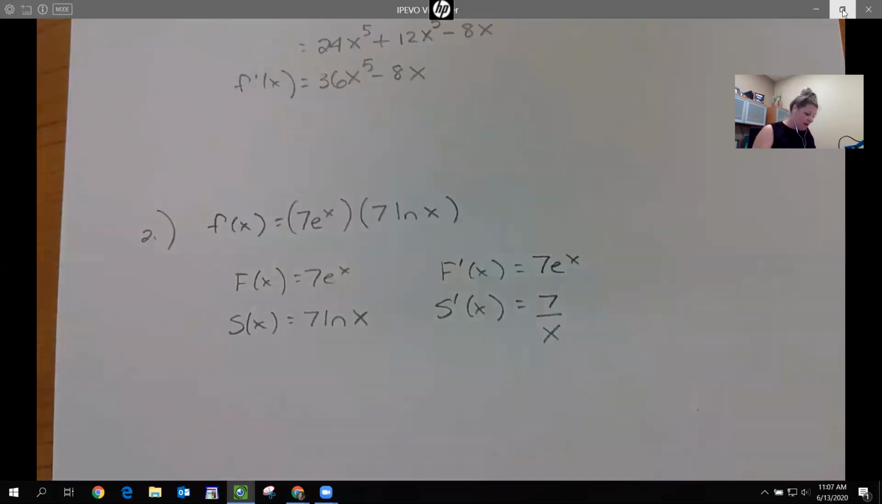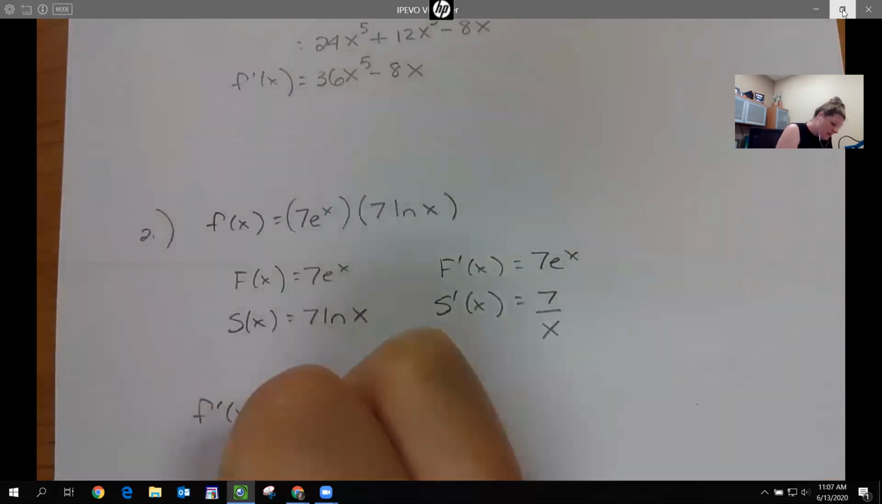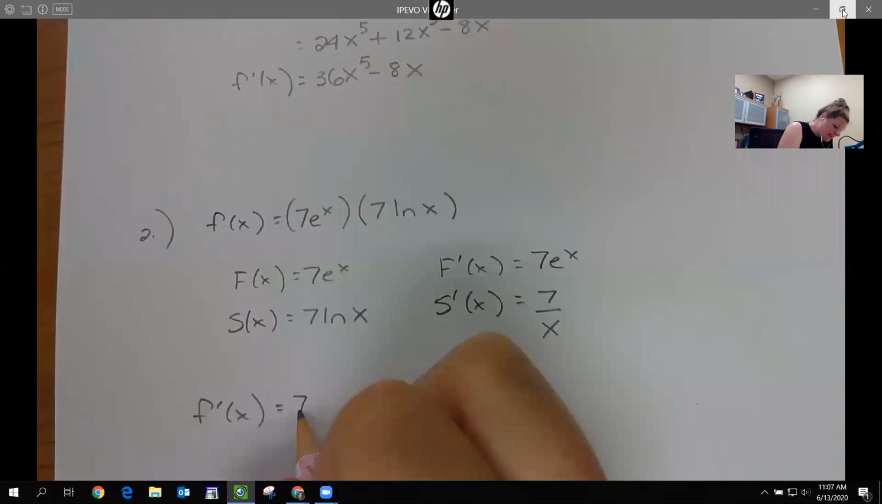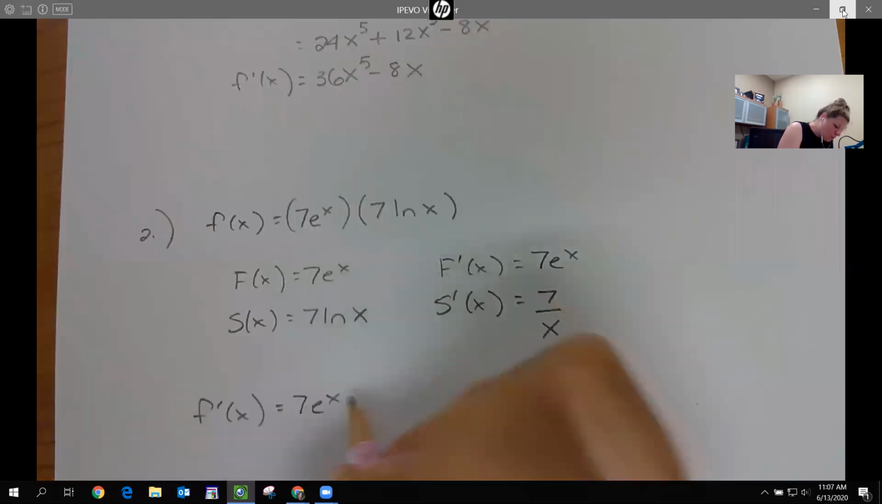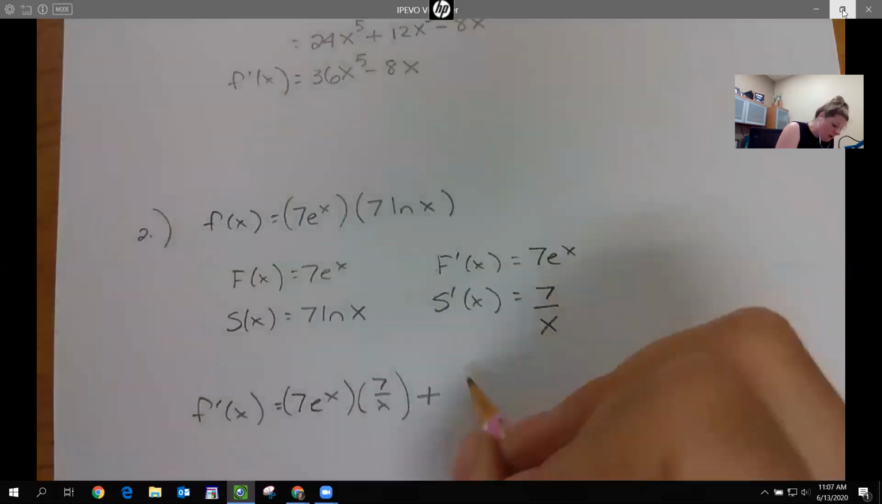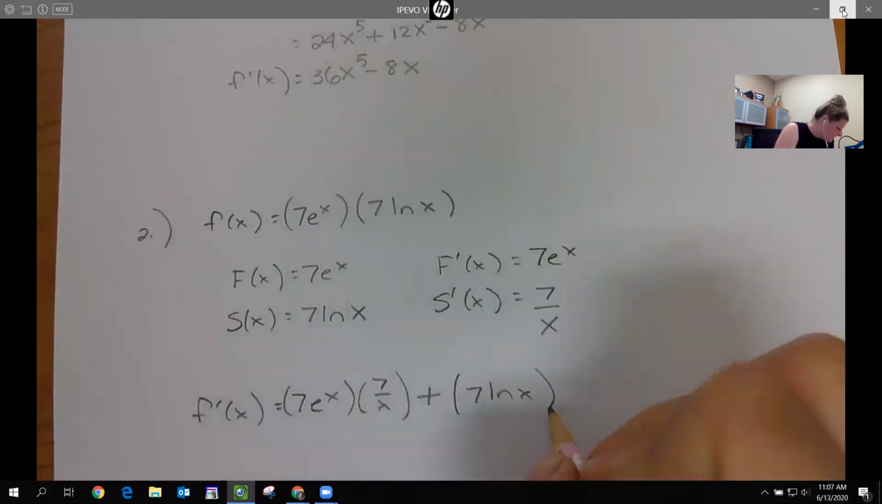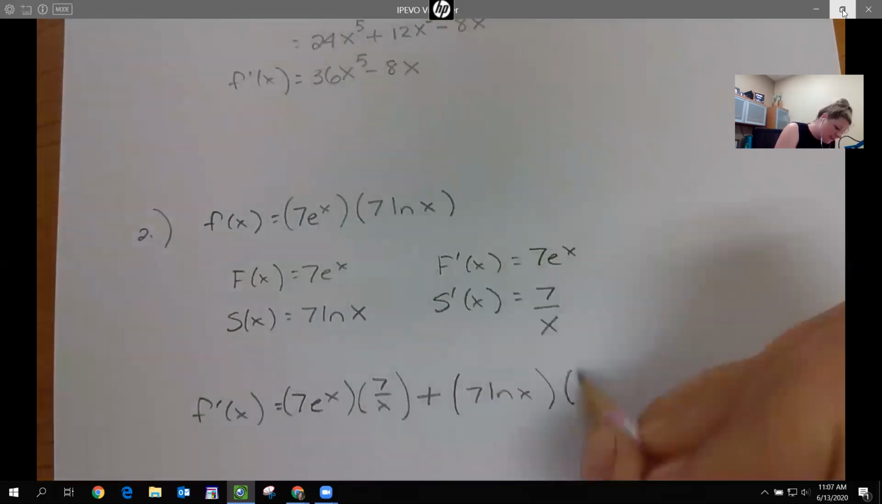There we are. So now I can go, okay, the derivative of this is going to equal first, 7e to the x, times the derivative of the second, which is 7 over x, plus our second, 7 natural log of x, times the derivative, which is 7e to the x.